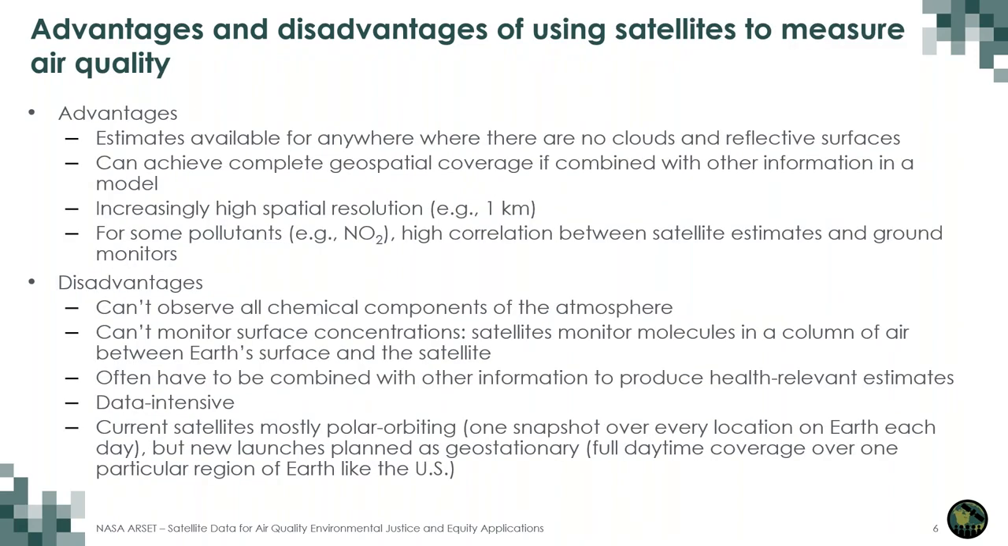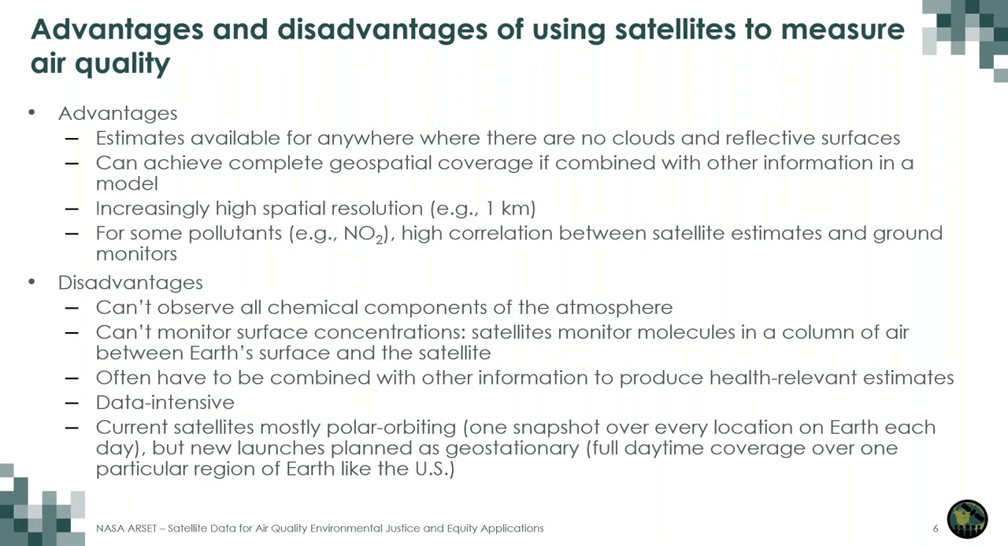When it comes to satellites, satellites also have advantages and disadvantages. One of the advantages is that estimates are available for anywhere where there are no clouds and reflective surfaces. So we still can't see through clouds, and reflective surfaces pose a problem when using satellites to characterize air pollution. But for the most part, you can get an estimate anywhere on the planet, regardless of whether or not there's a ground monitor located there.